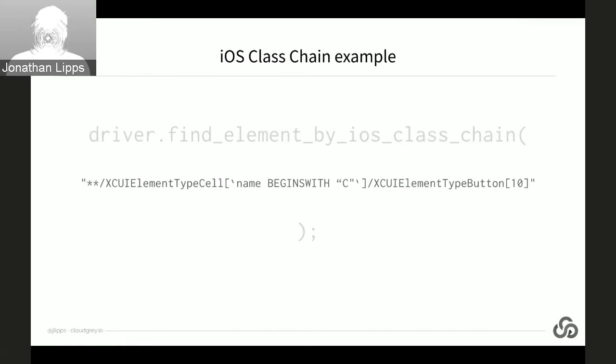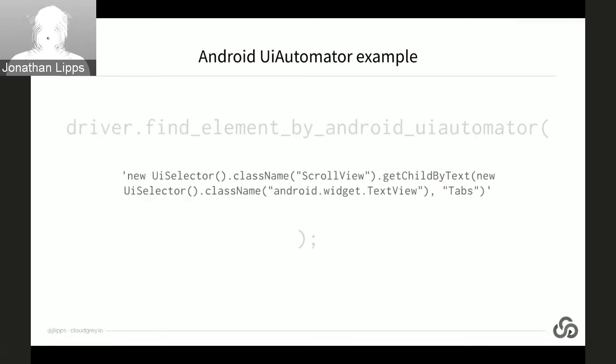Similarly with class chain, this was developed to kind of look a little bit like XPath. It's much more restricted and therefore much more performant, and we can actually mix in predicates as part of this. So for example, we can find the 10th button of any cell whose name begins with the letter C in this example.